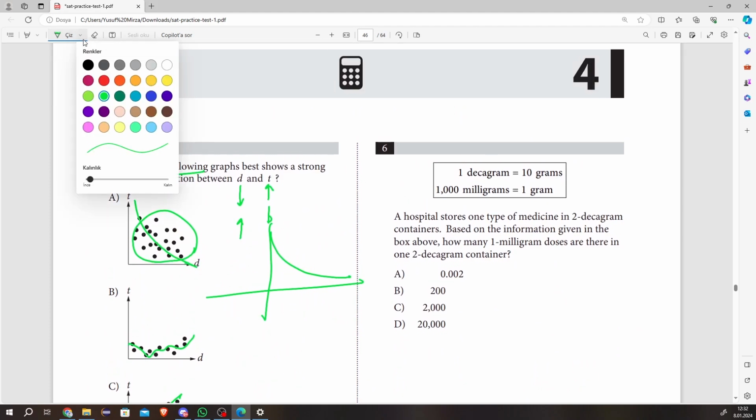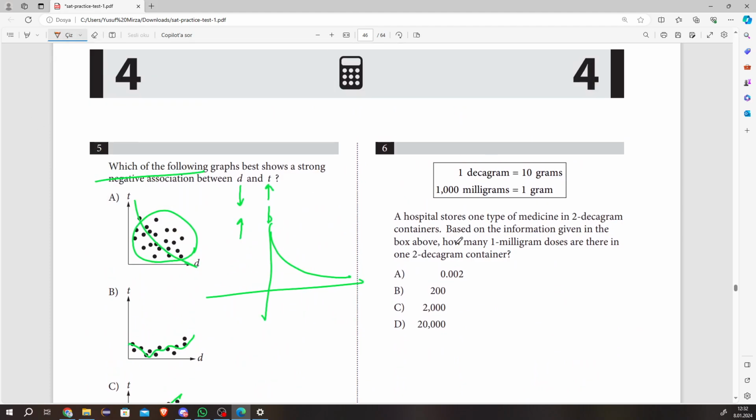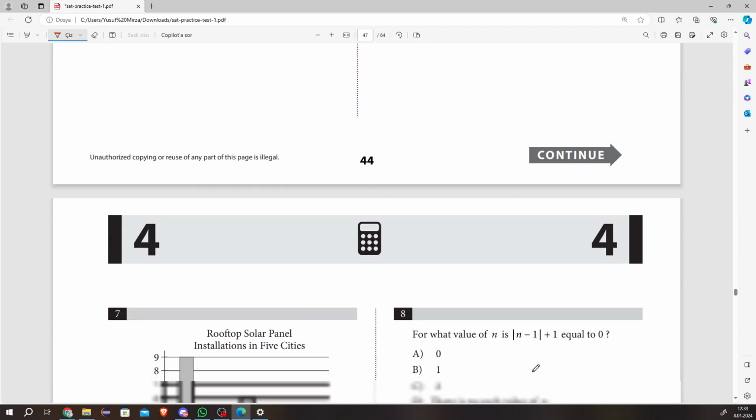Oh, let's move. A hospital wanted to use this sequence of containers based on the information given in the box. How many 1 milligram doses are there? So 1 milligram, okay. 2 decigrams equals 20 grams, and 20 grams equals how many milligrams? So simply, the answer is 20,000, yeah.